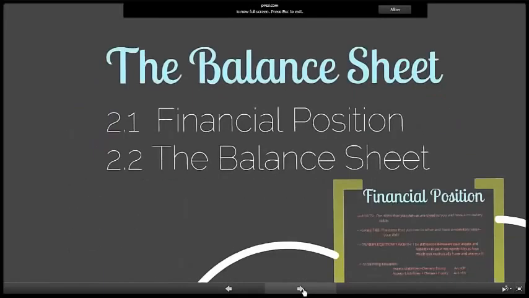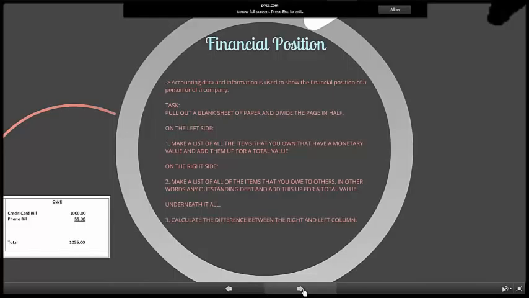To begin, what I want you to do is pull out a sheet of paper and divide that page in half. Once you have done so, on the left side of the page, make a list of the items that you own that have a monetary value. So things like your car, house, property, jewelry, your bank balance, and so forth. Once you have a list of the items along with their value, total it all up at the bottom.